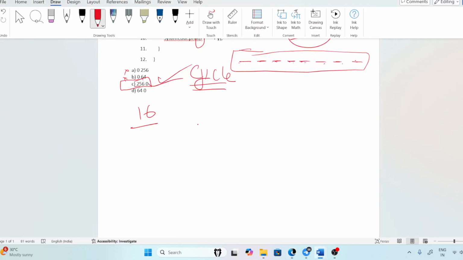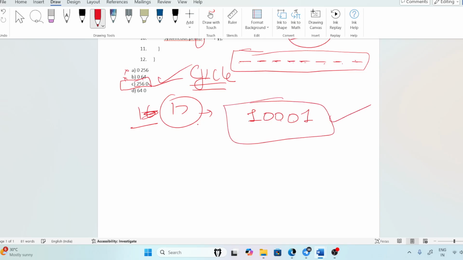Let's solve the question. Okay. So what is the value we have put here? 17. Okay. Let's solve this question. So how we can write the 17? So this is how we can write the 17. Okay. So I believe you are okay with me.